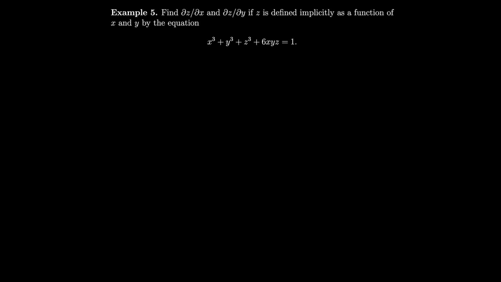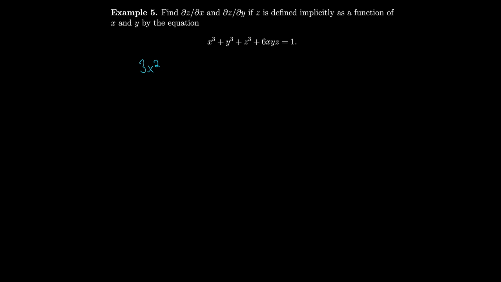Okay, let's find the partials with respect to x and y if z is defined implicitly. So we'll use some implicit differentiation like the way that we used to. How about we first differentiate implicitly with respect to x? So given our equation over here, we have 3x squared by the power rule. And then with respect to x, so the y cubed disappears. And then we've got z cubed.